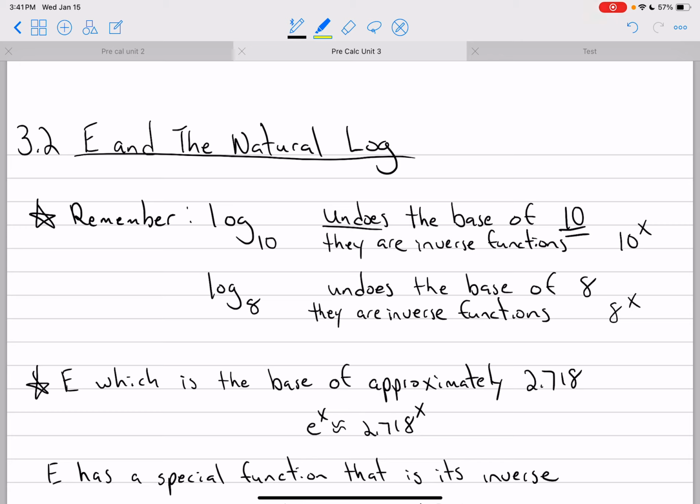All right, Mr. Bass, I'm back. This one I think is gonna be quick. Let's get it. 3.2, e and the natural log.